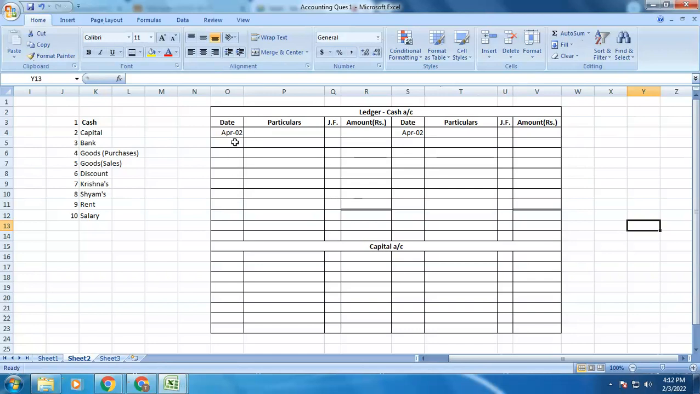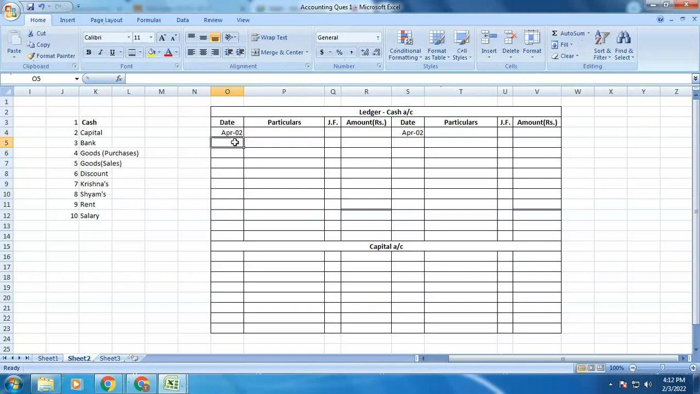Now I'm going to start with the cash account. So how are we going to record the transaction? I'll tell you the basic method. कैश अकाउंट में सिर्फ वही ट्रांजैक्शंस को रिकॉर्ड करेंगे जहां पर या तो कैश डेबिट हो रहा है या कैश क्रेडिट हो रहा है.